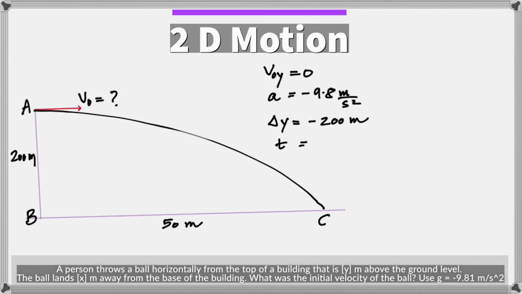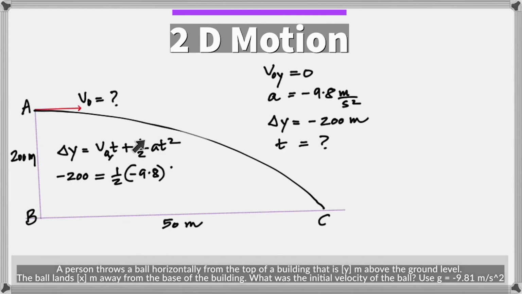And then we can find the time using the same equation as in the last problem, which is delta y is v naught t plus 1/2 at squared. So substitute into that carefully. Negative 200 is equal to, and that whole term is going to become 0, so that's why I've not written it. And then this is 1/2 times negative 9.8 times t squared. And 1/2 times negative 9.8 is negative 4.9. And then you get t squared as negative 200 by negative 4.9.